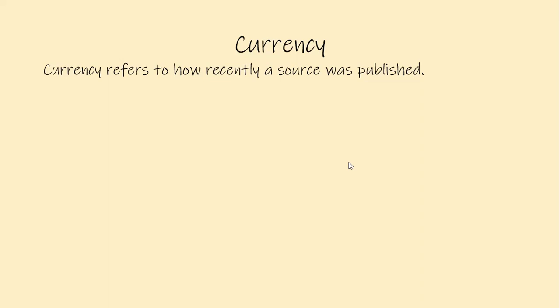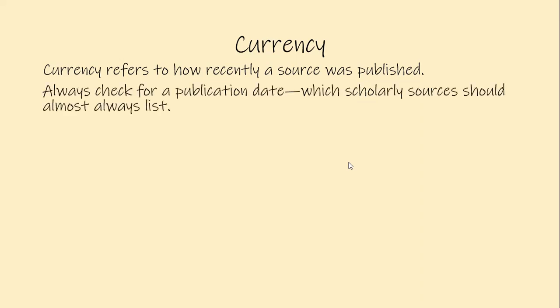So currency is the question of how recently a source was published. How new is this? And this is something that you do want to be aware of. And we'll talk about why. So most sources, especially scholarly sources, are going to list a publication date. And so you want to be aware of that. So if it's a journal article that you're finding through a library database or something like that, if it's a book, it's going to have a publication date.